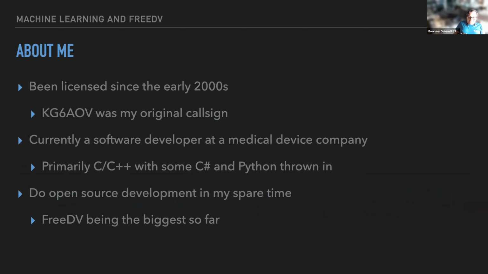So a little bit about myself. I've been licensed since the early 2000s, original call sign being KG6AOV. I did the whole thing where you get in the hobby really strong initially, and then you get out of the hobby for quite a while. So I started back into it in, I'd say, the mid 2010s. And I decided to upgrade to General and Extra so I could get on HF. And then the rest is history pretty much.